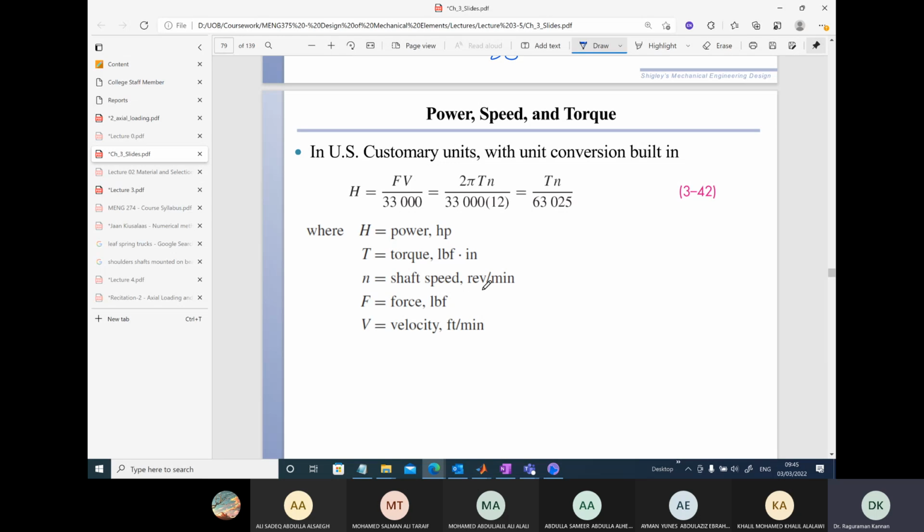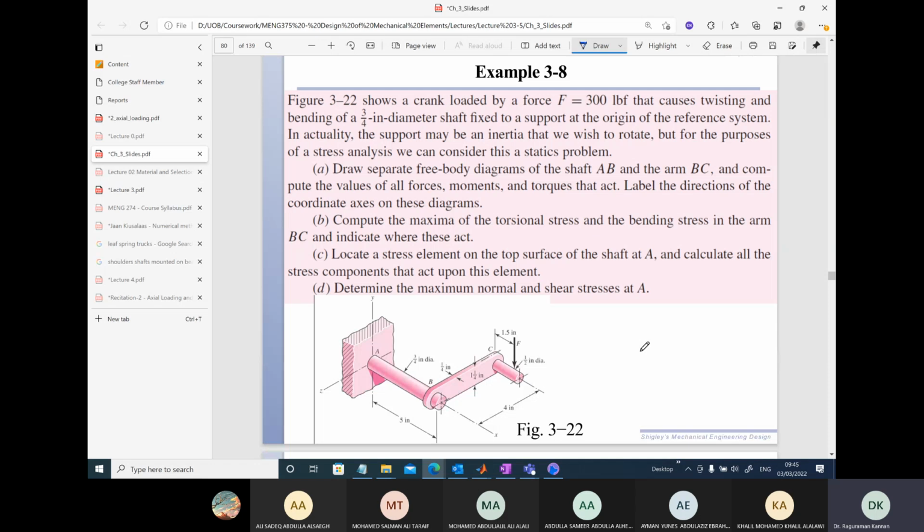We can also calculate everything in English units. If you are using English units, then the power is related to the torque and N values by these relationships. You can also have force times velocity related to power. All these formulas will be provided in your exam if required.